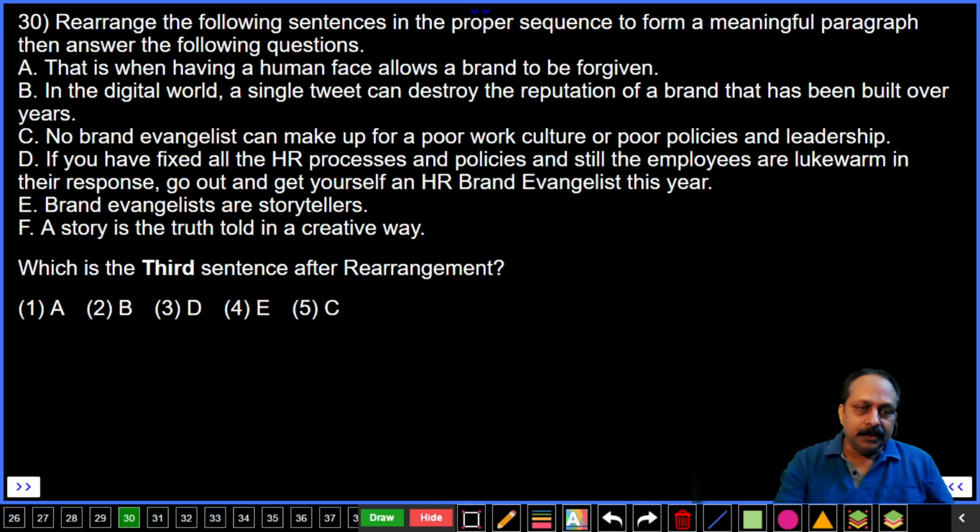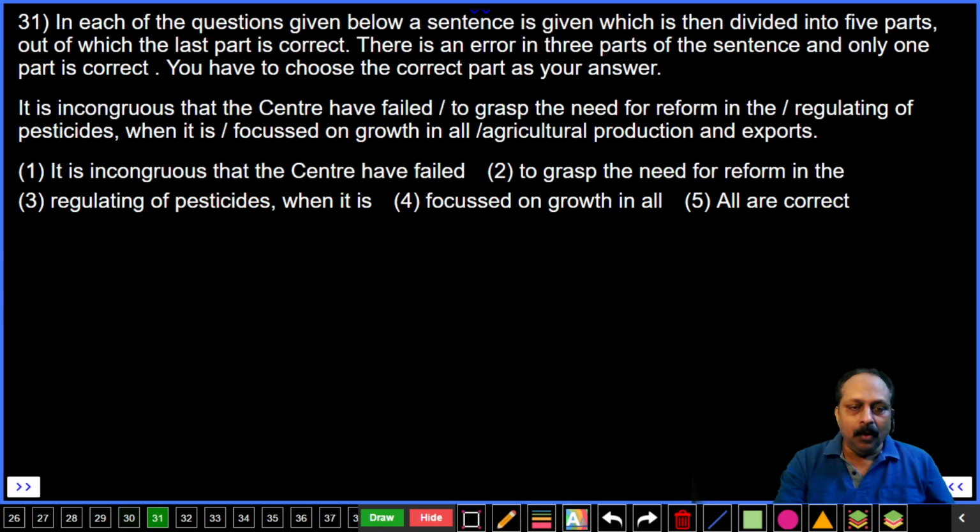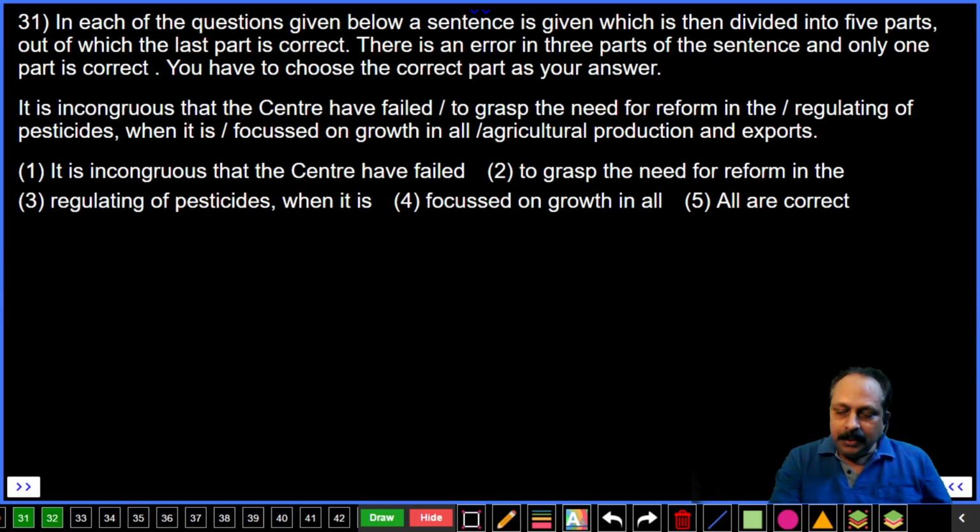I'll skip all these questions. Questions 31 to 35 are very difficult. I'll read the instructions. In each of the questions given below, a sentence is given which is divided into five parts, out of which the last part is correct. You don't have to consider the last part. There is an error in three parts of the sentence and only one part is correct. You have to choose the correct part as your answer.